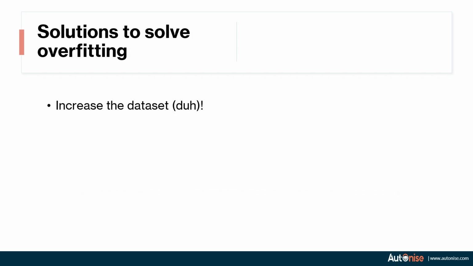Now, let us try to understand how to solve overfitting. The very first idea which comes to mind is we can increase the data set. If we increase the data set, then the model will have seen all possible samples. So even if we provide some testing data set, it will be very close to the training data set. Hence the model will perform well. So the solution to solve overfitting is very simple: increase the data set.